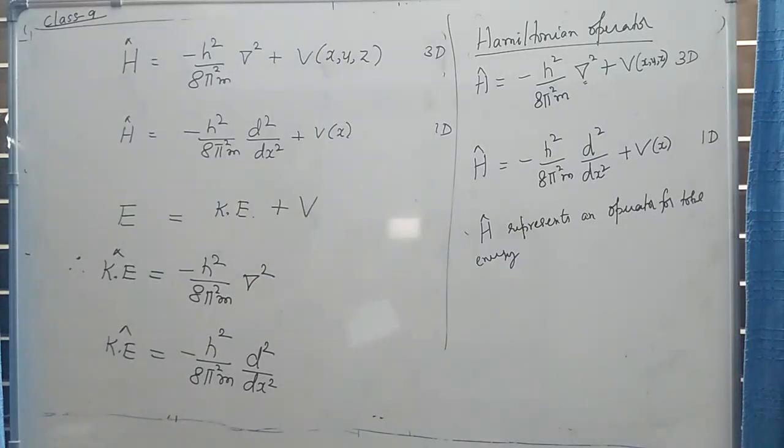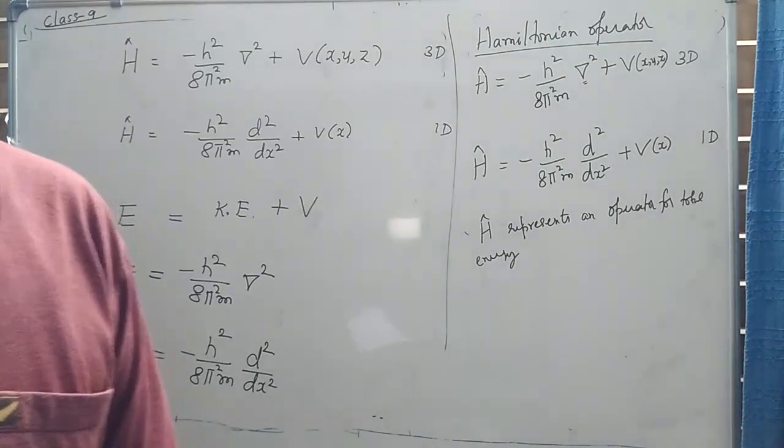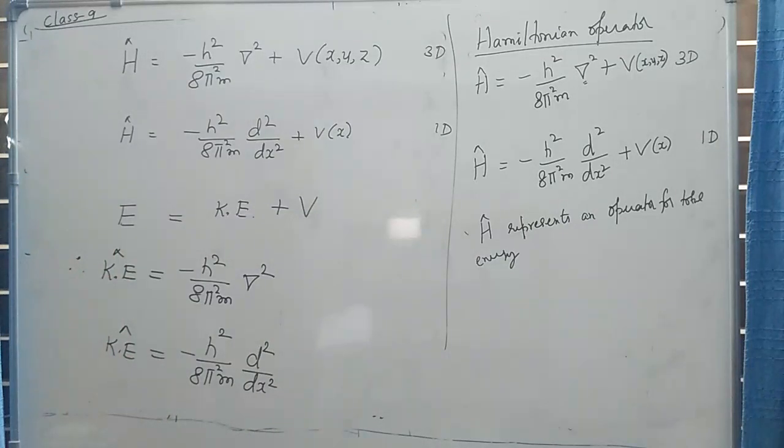In the next class we will discuss some more important facts about the Schrodinger wave equation. What is the physical significance of the Schrodinger wave equation? What is the physical significance of the wave function psi? We will also understand the meaning of the square of the wave function, psi square. And finally we will discuss an important condition called the normalization condition.